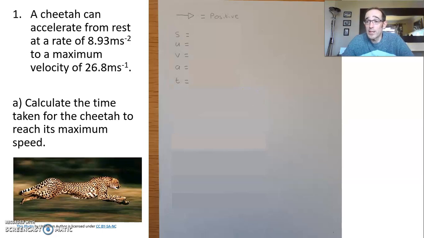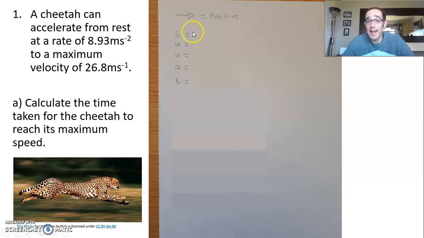Then what you do next is you write down SUVAT, so S, U, V, A, and T. The reason we do that is these are the symbols for all of the quantities that we might have to deal with in an equations of motion question. So, as we know, S stands for displacement, U is initial velocity, V is final velocity, A is acceleration, and T is time taken.